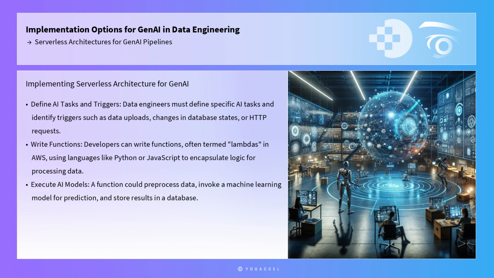In practice, implementing a serverless architecture for GenAI involves several key steps. Initially, data engineers must define the specific AI tasks and identify the triggers for these tasks. This could involve setting up event sources such as data uploads, changes in database states, or HTTP requests. Once the triggers are established, developers can write functions using languages supported by serverless platforms, such as Python or JavaScript. These functions, often referred to as lambdas in AWS, encapsulate the logic required to process the data and execute the AI models. For example, a function could be written to pre-process incoming data, invoke a machine learning model for prediction, and store the results in a database.